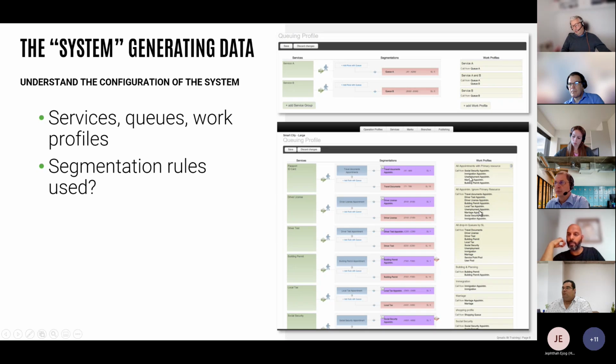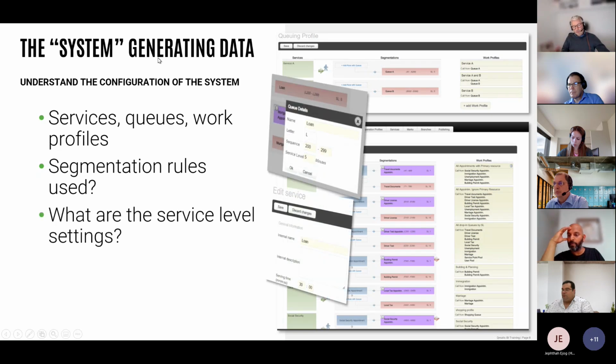We have a lot of different work profiles here, which tells me as a BI user how customers are called. Is there any priority order? Are certain customers called before other customers? And that's the kind of information you have to understand the data itself. So coming back, you need to understand the system generating the data.